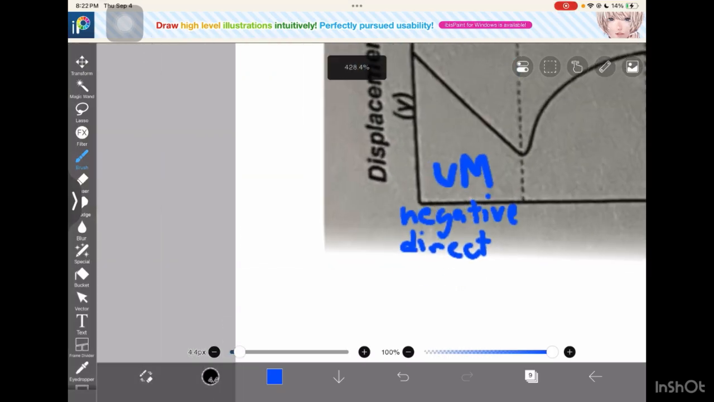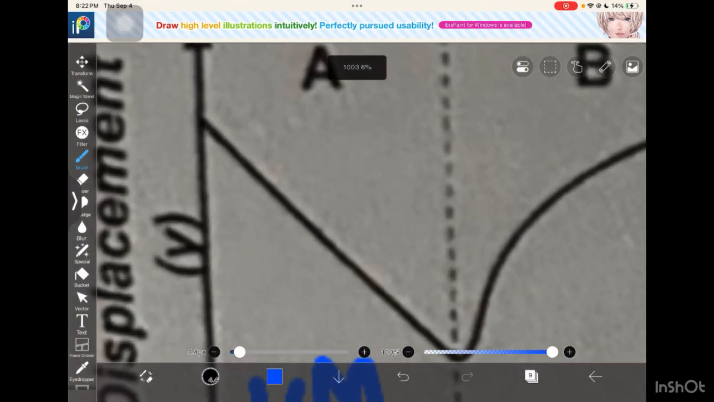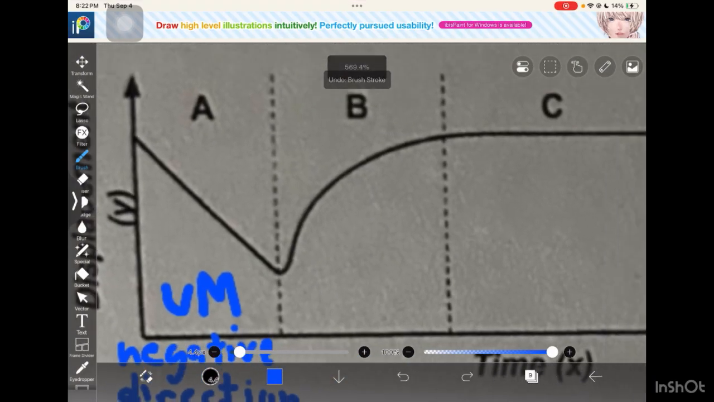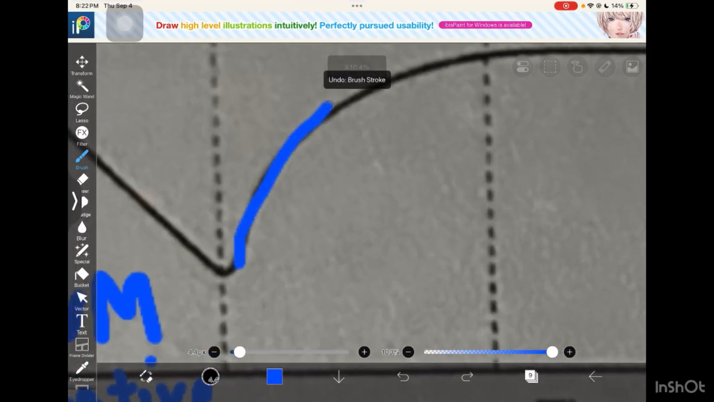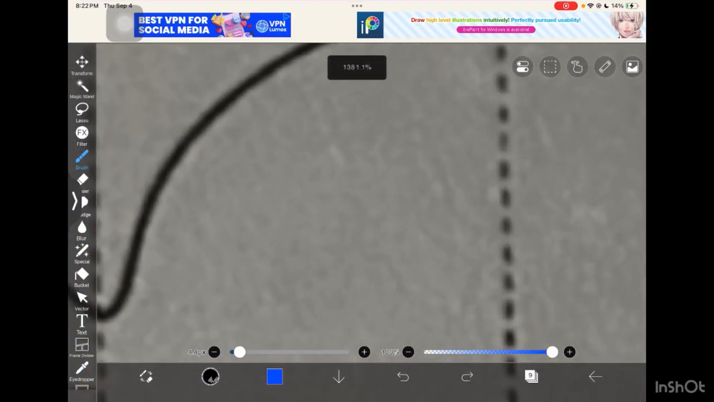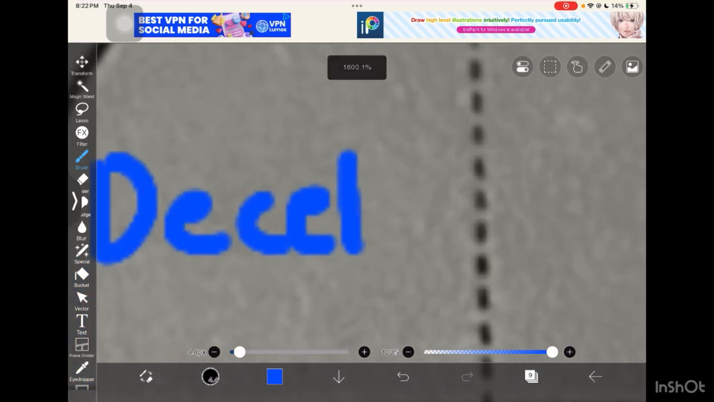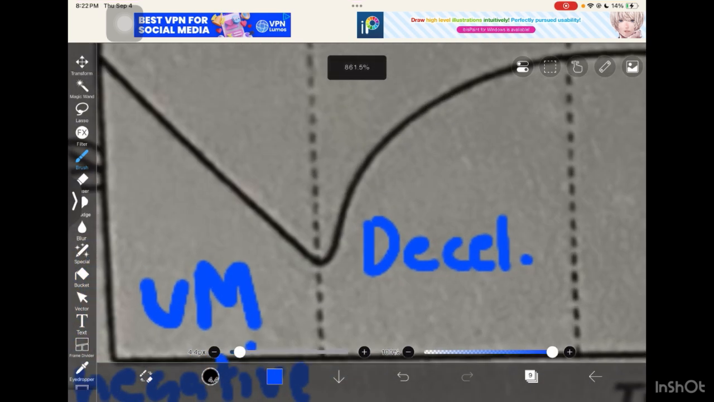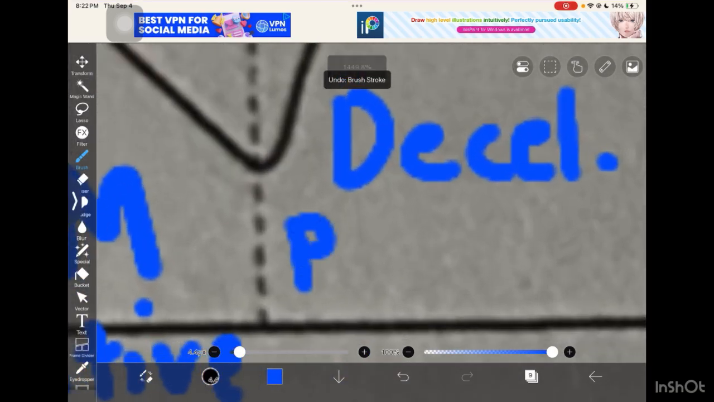Remember, constant velocity. So this is constant velocity. For letter B, as you can see, we are going up and up and up, and we start steep, but we end up in a flat line. So why is this? It means we are actually, believe it or not, decelerating in the positive direction because we're going up. As you can see, displacement's going up, so it's positive direction.